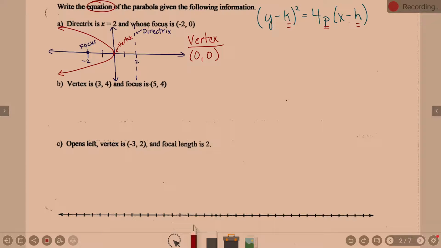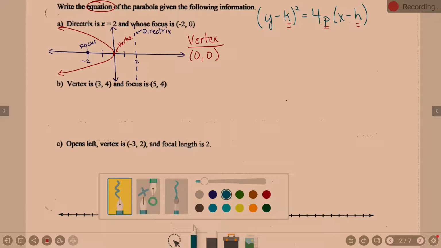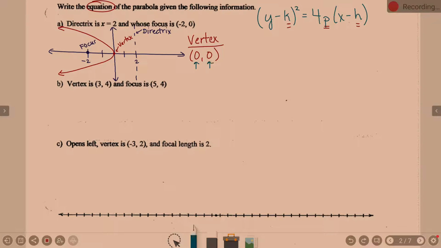According to your chart, vertex is what? What letters are these? H and K. So right here, we had to know the vertex, and we know it to be (0, 0). And again, that's just knowing that the vertex is halfway between the focus and the directrix.